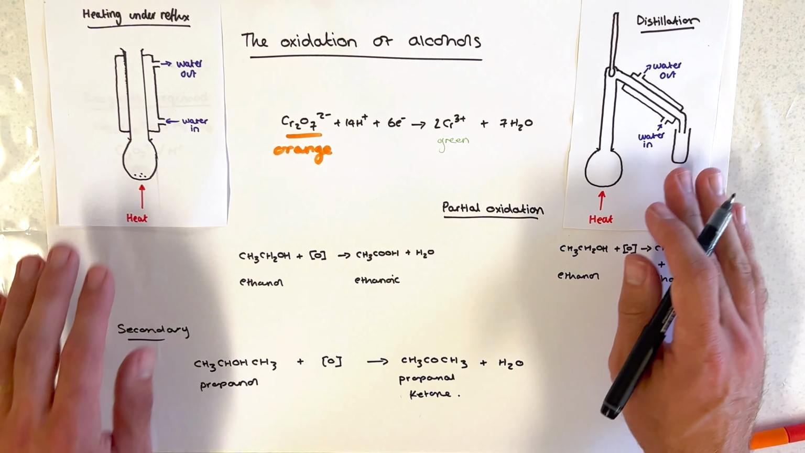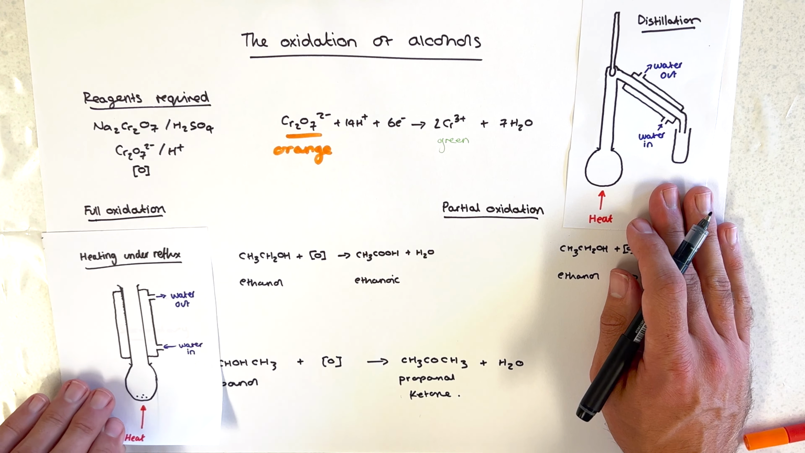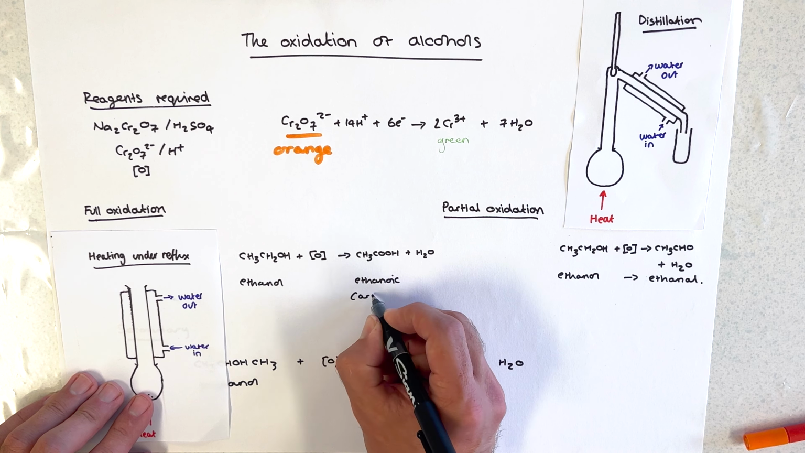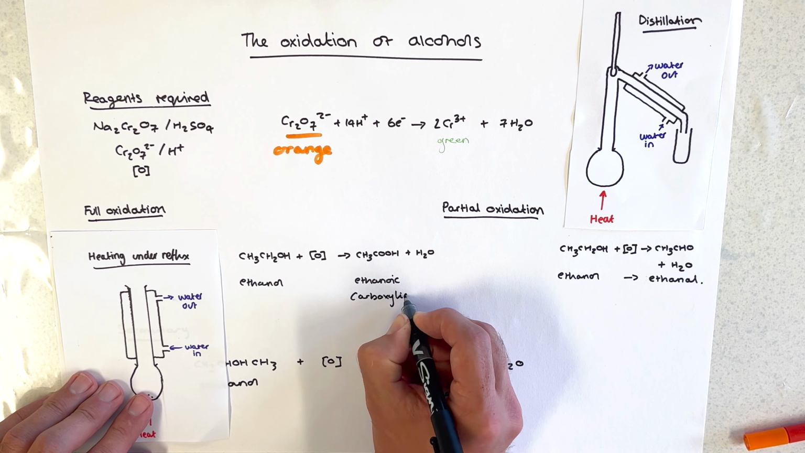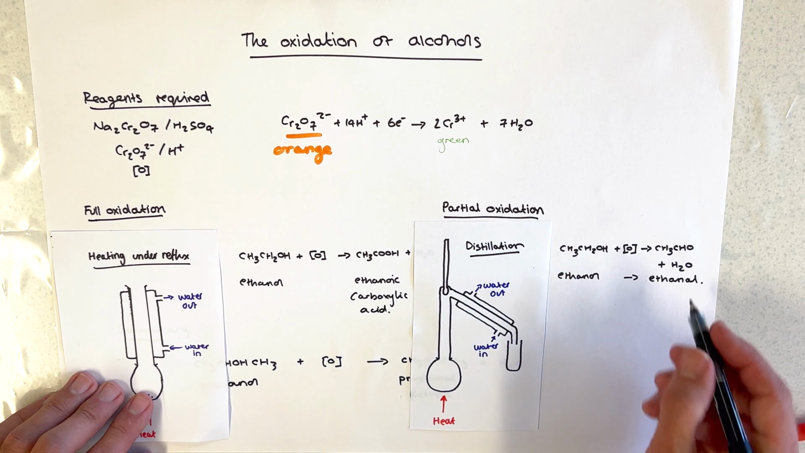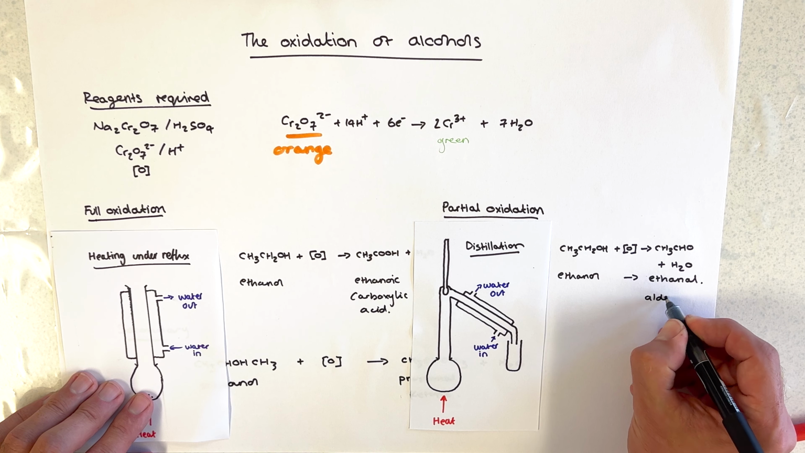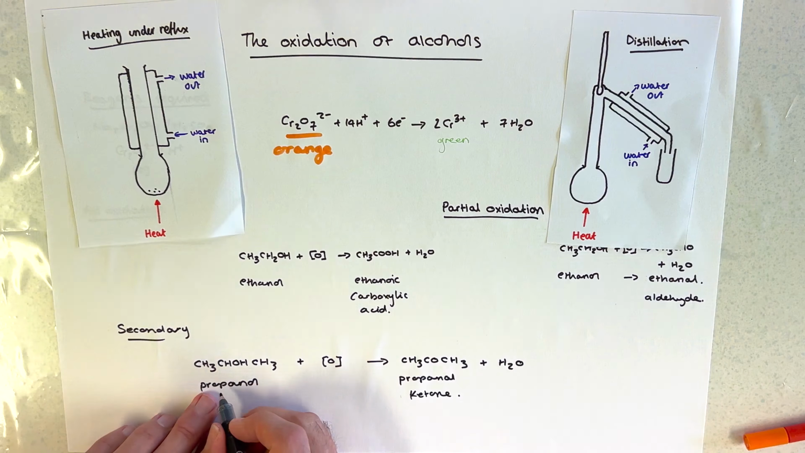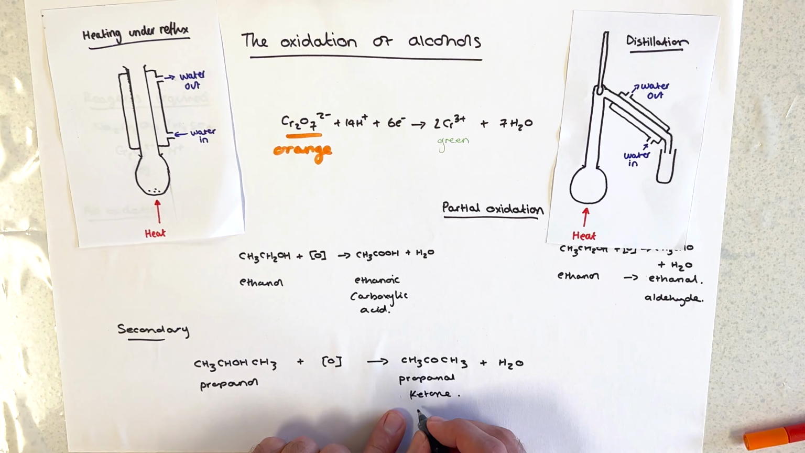Just to summarize and recap, during this whole set of reactions, we can either fully oxidize our alcohol to a carboxylic acid. We could partially oxidize our alcohol if we use distillation to an aldehyde. Or we can fully oxidize a secondary alcohol to a ketone.